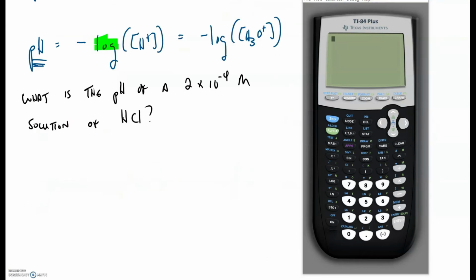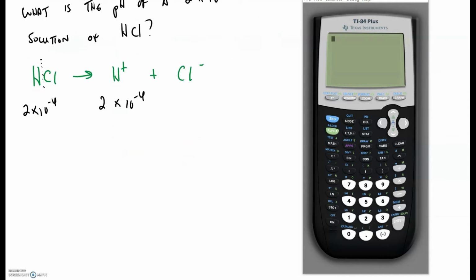So here's one. This is going to say, what is the pH of a 2 times 10 to the negative 4 molar solution of HCl? Some of these are going to be a bit more involved than others, but this one's fairly straightforward. So we know if we have a 2 times 10 to the negative 4 molar solution of HCl, when it dissociates, we get a 2 times 10 to the negative 4 molar solution of H plus.